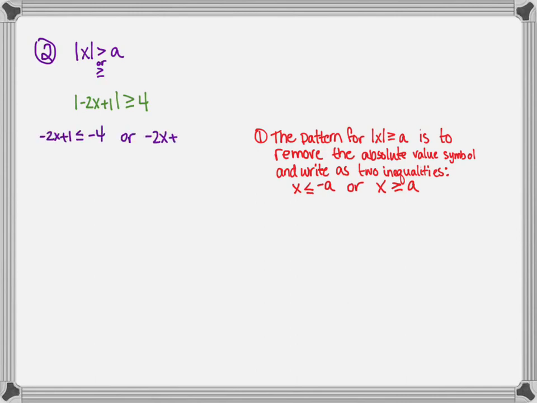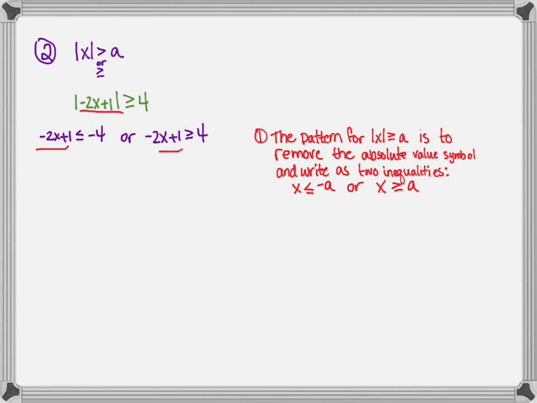So here we can rewrite our example as negative 2x plus 1 is less than or equal to negative 4, or negative 2x plus 1 is greater than or equal to 4. And the or is part of this. You need to write the or. It has a mathematical meaning here.